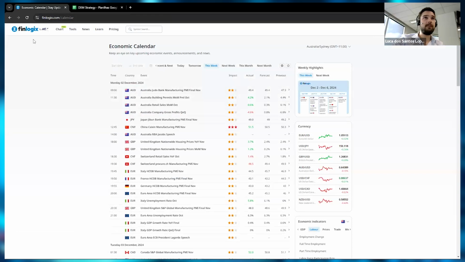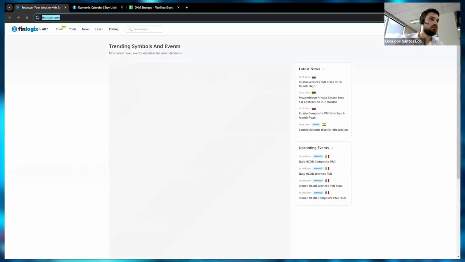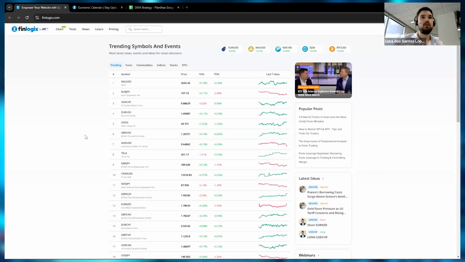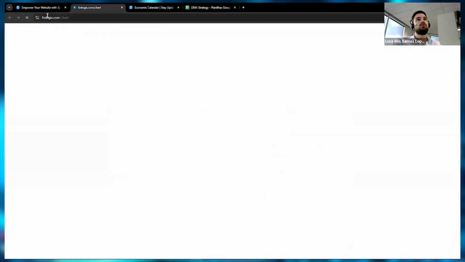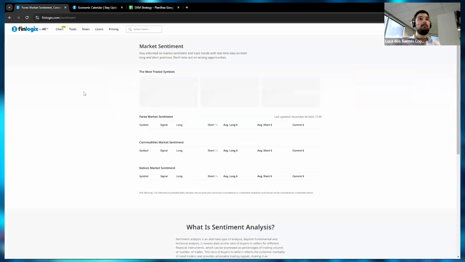FinLogics website is right here. Let me send the link to everyone. There you go. So I've sent the link into the chat so everyone has access to the FinLogics website. On FinLogics, you have a few options on the top right here. You have the charting tool that you can use, you have the tools, and then you have market sentiment. That's what we're going to be using today.